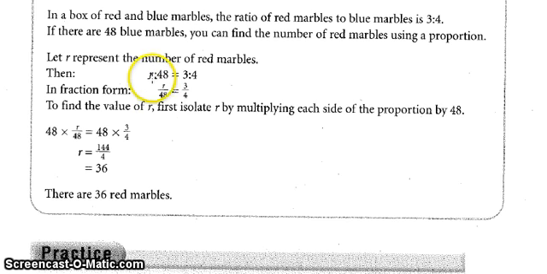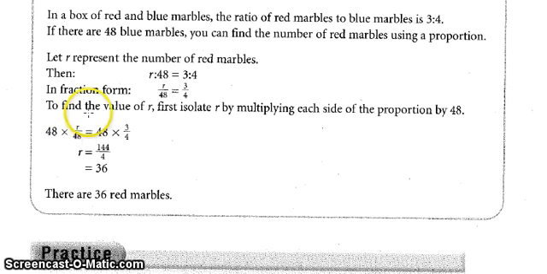R over 48 equals 3 over 4. Now, in order to eliminate this 48, because we want to get R on this side of the equal sign by itself, we want to isolate it because we want to solve for R. So to get rid of this 48, we're going to multiply by 48. Because the 48 is on the bottom here, if we multiply, it's going to cancel out, because it's going to be 48 times R, and then you're going to divide by 48. So essentially, this 48 is going to cancel out this 48.